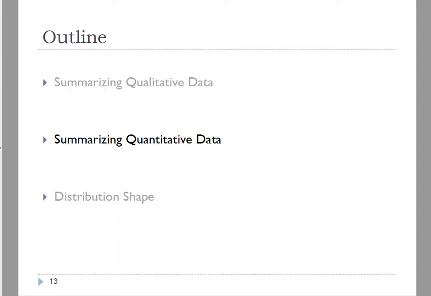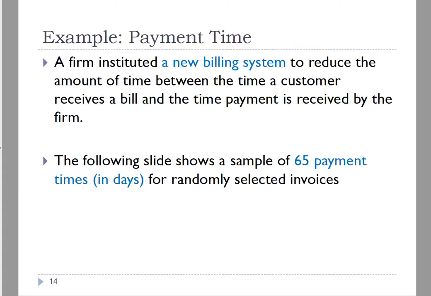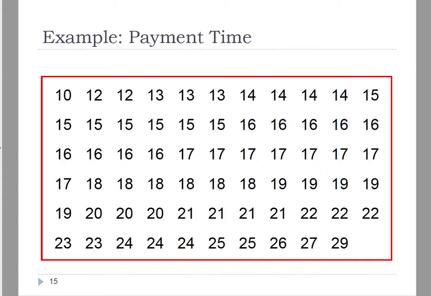So now let's talk about summarizing quantitative data. Let's look at this payment time example. Let's just say a firm instituted a new billing system to reduce the amount of time between the time a customer receives a bill and the time payment is received by the firm. So we're going to look at the following slide that shows a sample of 65 times in days for randomly selected invoices. So here's our data set.